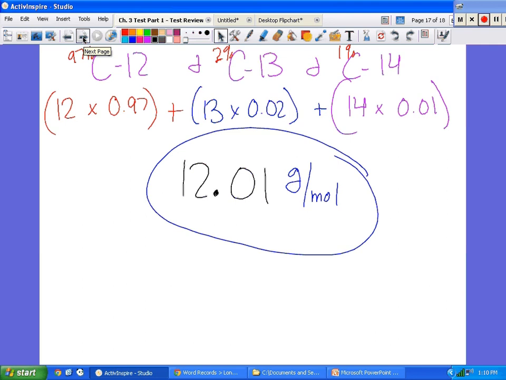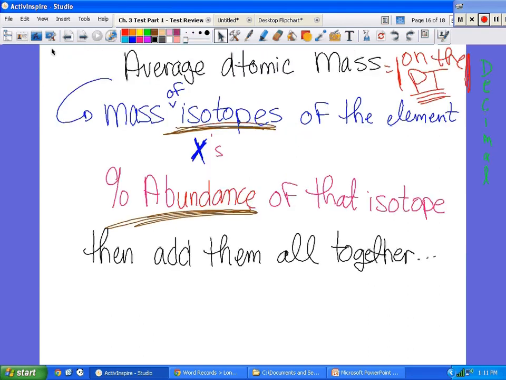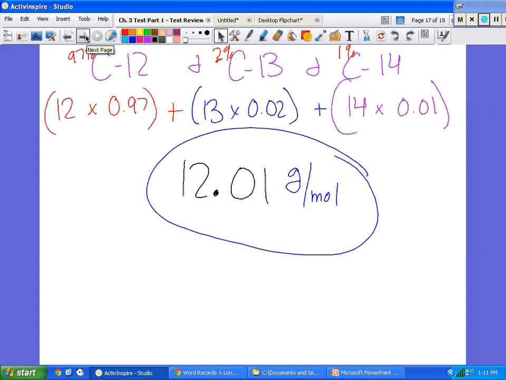So when you do that, if you look on the periodic table for carbon, it will be 12.01 grams per mole. Mole is what we're getting to whenever you get back from fall break. So we're going to talk about the mole. You've been wanting to know what the mole is. You're finally going to get to it. So that again is how you do the average atomic mass, and that's the number that's on the periodic table.